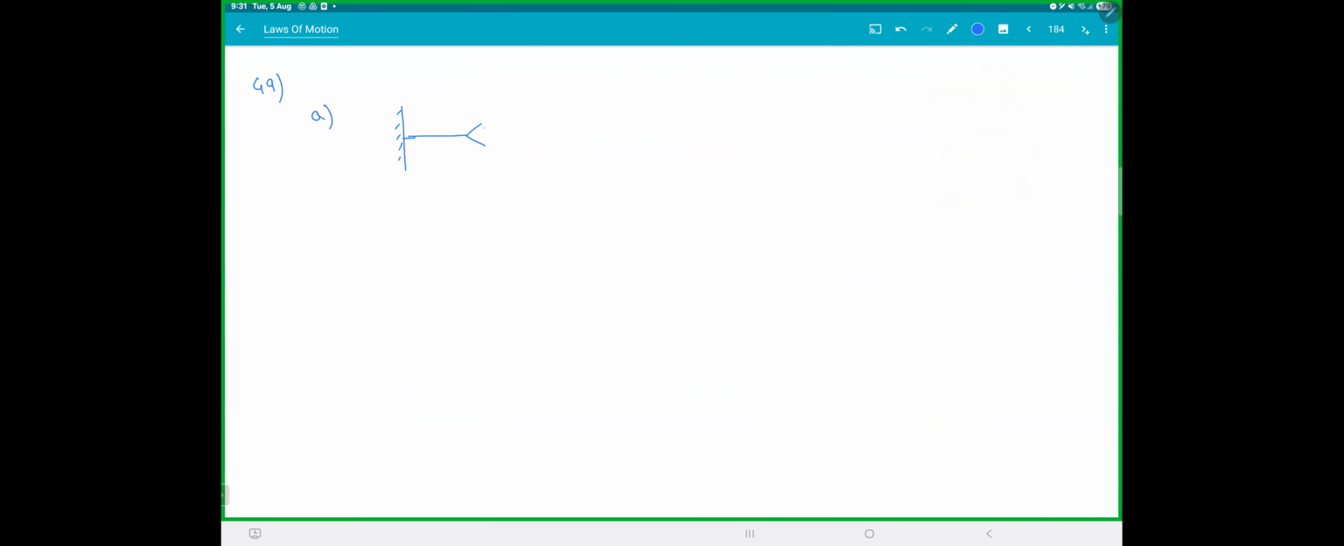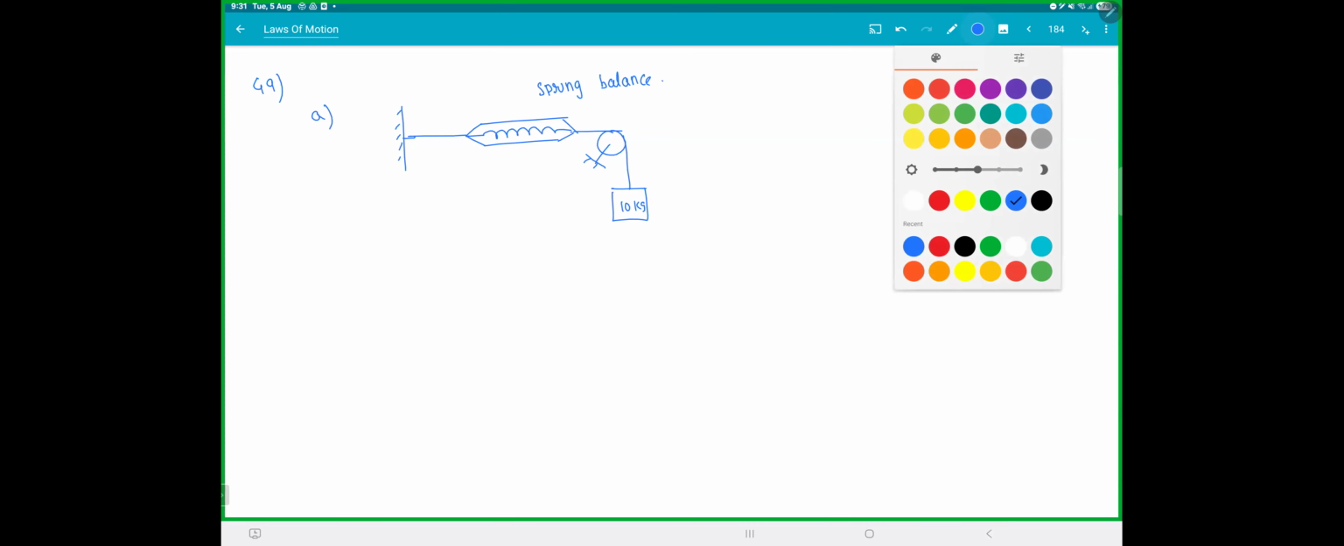So this is how we show the symbol. Just like a weighing machine measures normal reaction, but it shows mass. A spring balance, let's say this is 10 kg. A spring balance measures tension in the string.